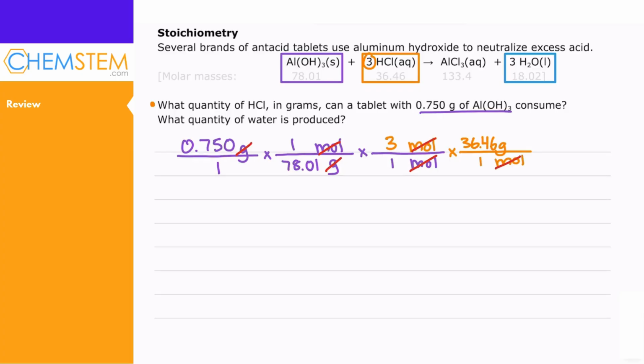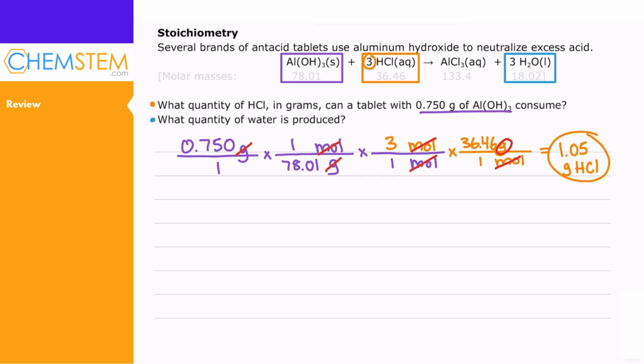Moles are gone, grams are not. And now we are going to get an answer that is going to make some sense. It's going to be about 1.05 grams of hydrochloric acid. And that's our answer. That's how you do the stoichiometry for the first part of the problem. Now we got to do the second part of the problem. We're producing water as well. So there are two products here. We are producing aluminum chloride and we're producing water.